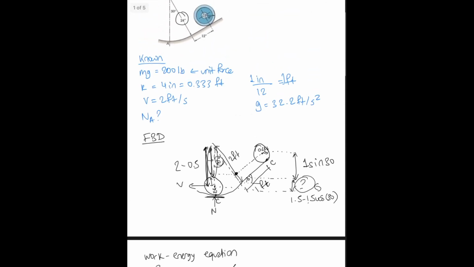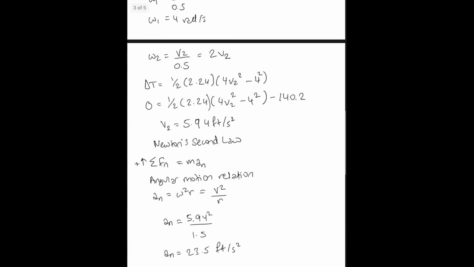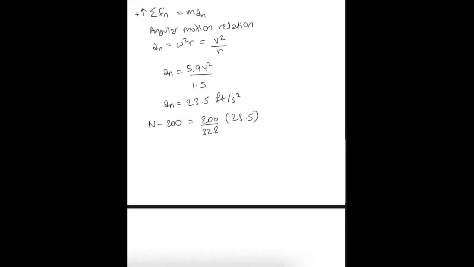Now for sum of forces, if we go back to our free body diagram, we have n minus W, so n minus 200 is equal to the mass, which is 200 over 32.2, multiplied by the acceleration, which we just found, 23.5, and that will give us a final answer of 346 pounds.